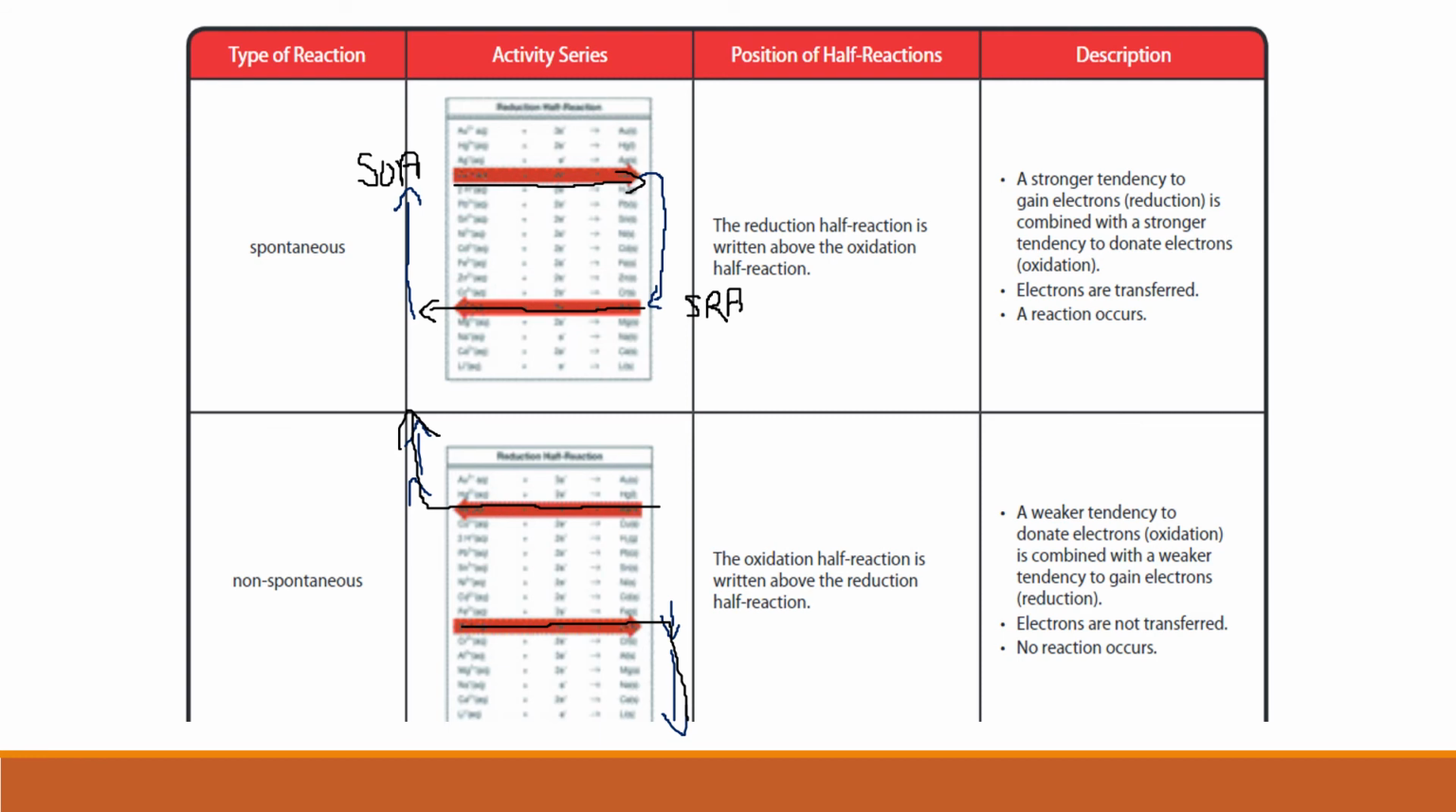So the above one is like a circuit and we're completing the circuit. Below, we have a break in the circuit and they're not connected. This would be a non-spontaneous reaction, meaning we need to add electricity for this reaction to actually occur.